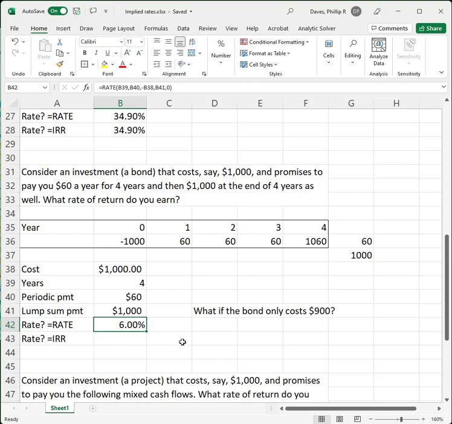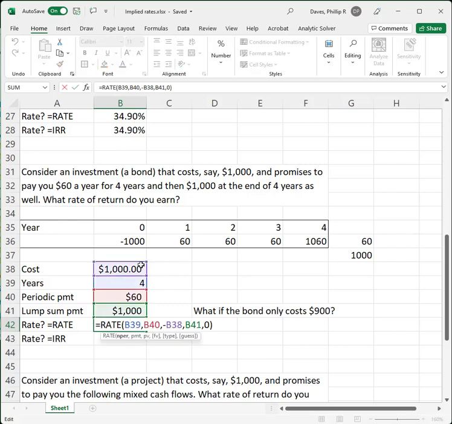Now, let me show you real quickly what happens if you don't get the sign right on that initial investment. So that's in B38. That's this argument right here. So I've got, it's $1,000 in cell B38. I've got a negative sign in front of it, turning it into a negative number. Suppose I forgot to do that. Suppose I just put a cell reference pointing to B38 and I did not put a negative sign in front of it, so that I now have number of periods 4, payment 60, positive 1,000, and then positive future value.